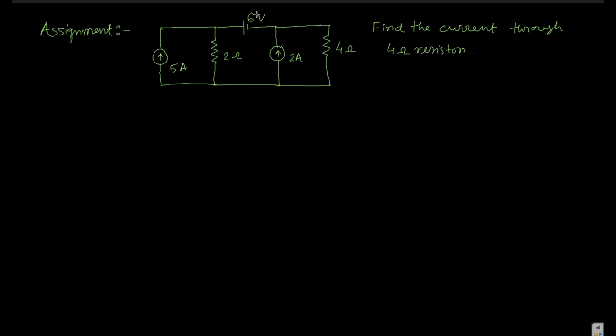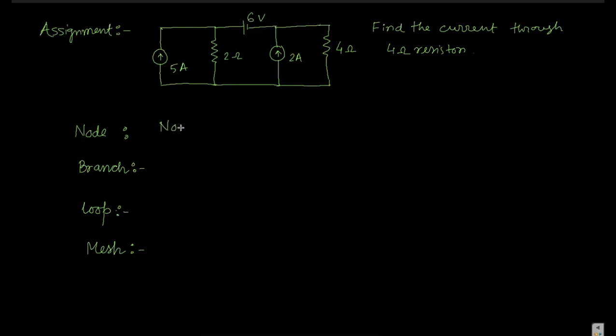What is a node, second one is what is a branch, third one is what is a loop, and fourth one is what is a mesh. Those four definitions you should know. So what are they? Node, branch, loop and mesh. A node is a junction where two or more network elements are connected together.